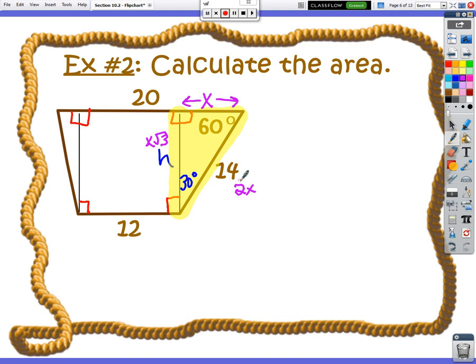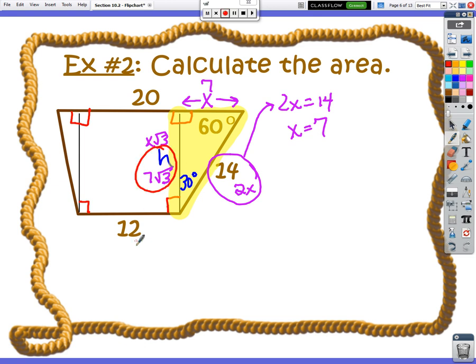Well, what's the one side in the pattern that I know? I know the 2x side is 14. So if 2x is equal to 14, then x is 7. So I know this piece up here is 7, but we really don't need to know what it is. But we do know that the height is 7 root 3. And guess what 7 root 3 is approximately as a decimal? 12.12.